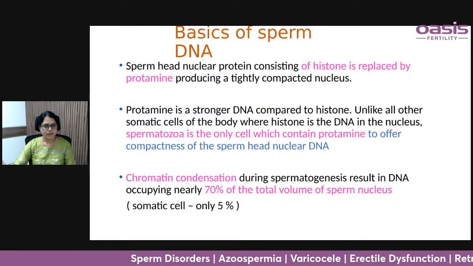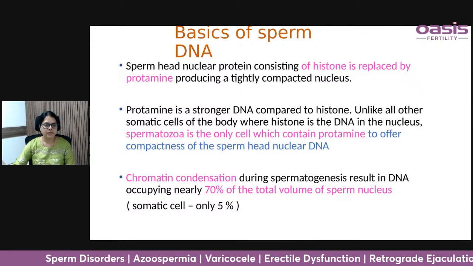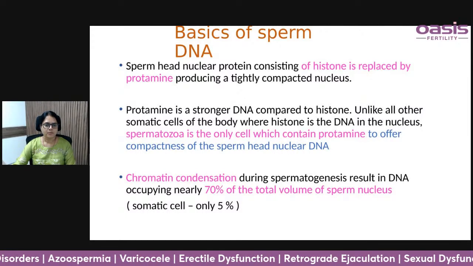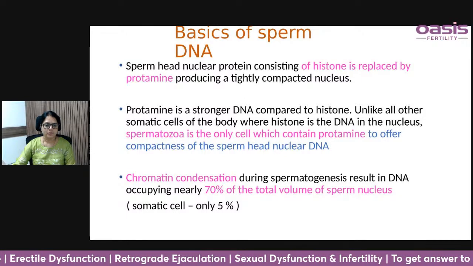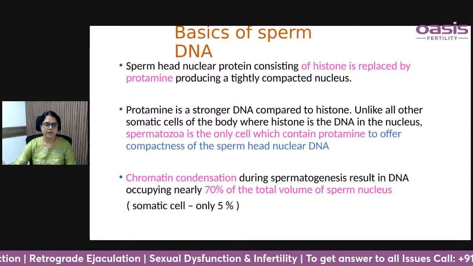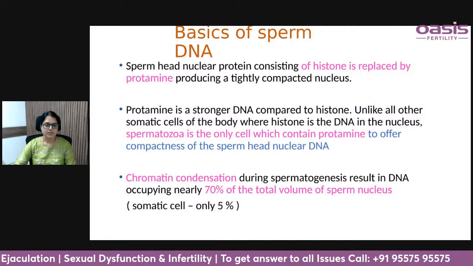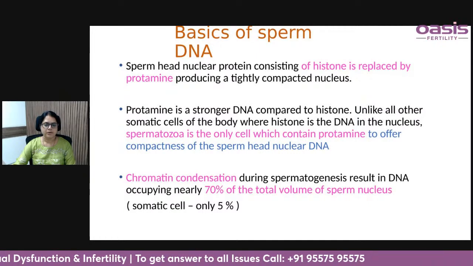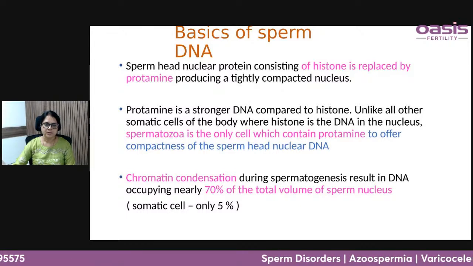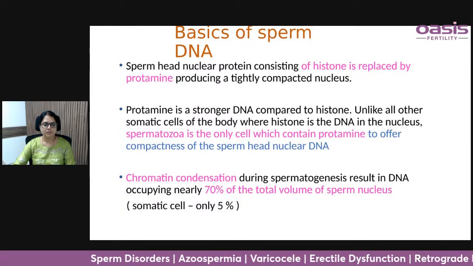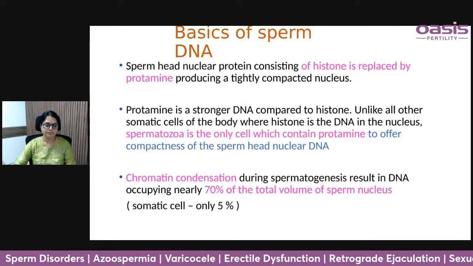So, coming back to basics of sperm DNA, sperm head nuclear protein consists of histone. It is replaced by protamine, producing a tightly compacted nucleus. Protamine is a stronger DNA packaging compared to histone. Unlike all other somatic cells of the body, where histone is the DNA protein in the nucleus, spermatozoa is the only cell which contains protamine to offer compactness of the sperm head nuclear DNA.